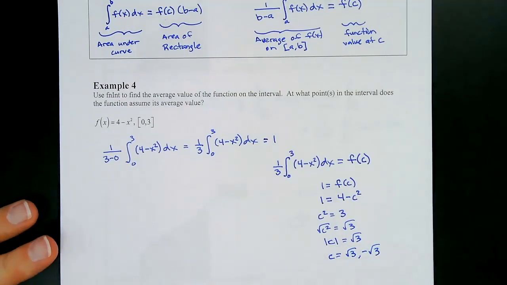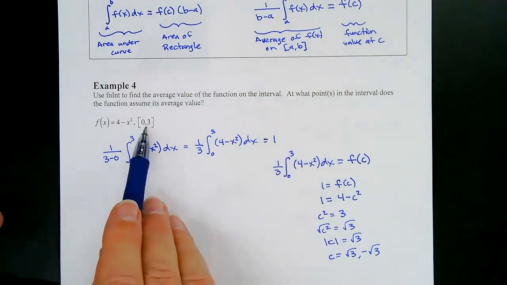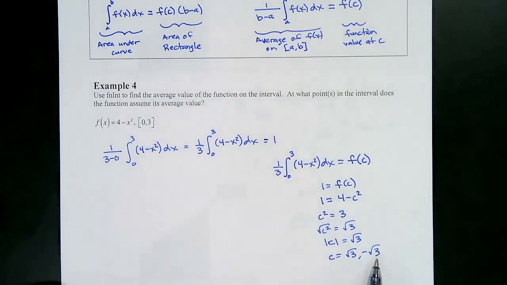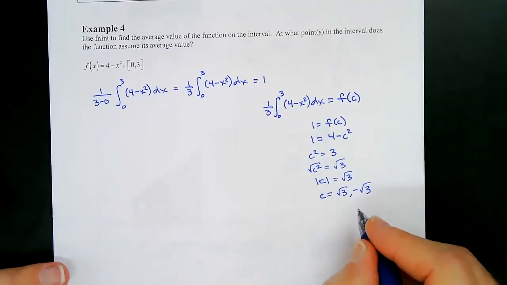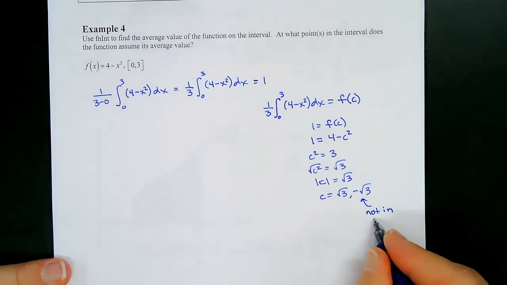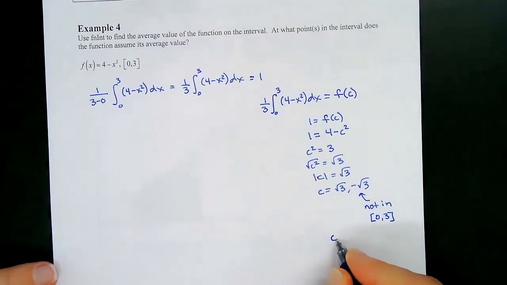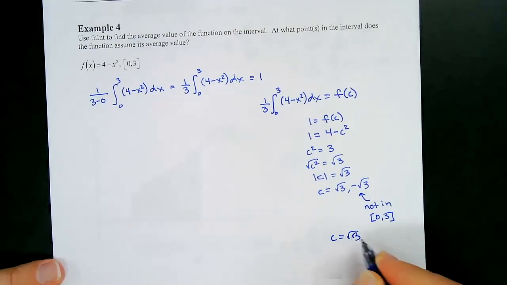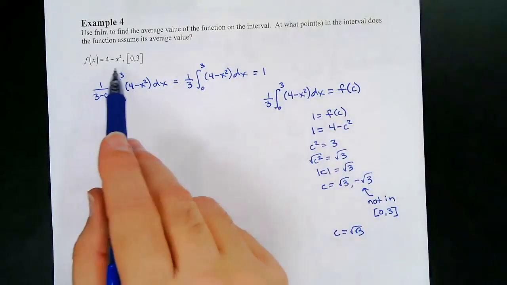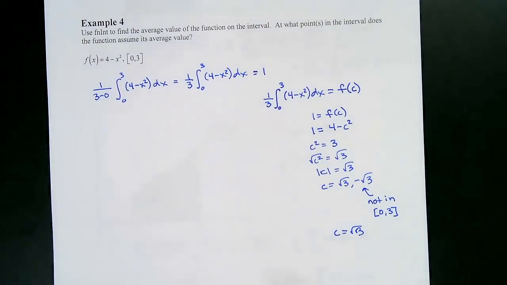All right. Now, there's a problem. One of these doesn't work because our c value must come in the interval that was given, right? And the interval that was given was 0 to 3. So this one right here, this negative square root of 3, is not a value that works, okay? Because this is not in 0 to 3. So our only value is c is equal to the square root of 3. So at what point in the interval does the function assume its average value? At the point x equals the square root of 3. Okay, that's where it's going to happen.